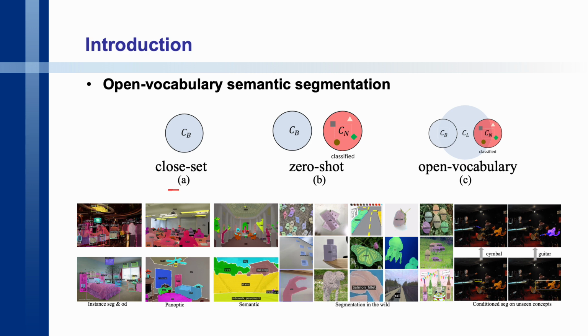Specifically, as shown in A, the closed set means the models are trained and tested within the closed-set knowledge C_B. In B, the zero-shot setting is that a model is trained in C_B and has to classify unknown classes C_N into specific categories. In C, the open vocabulary setting means the model can classify novel classes C_N with the help of large language vocabulary knowledge C_L. It's the difference between settings.